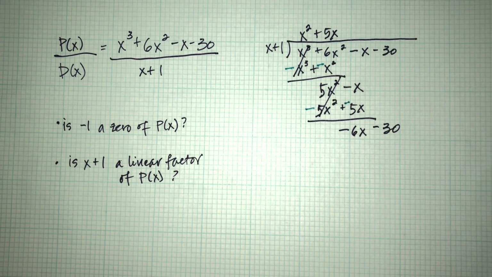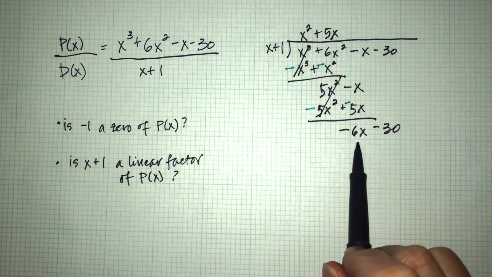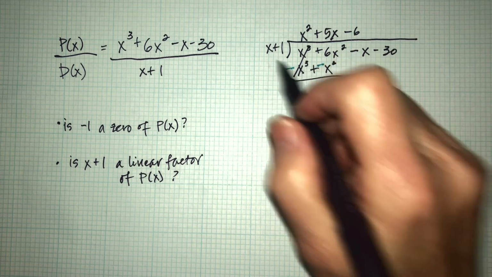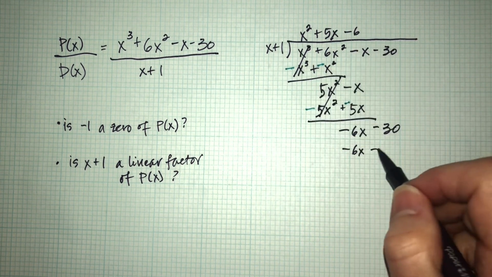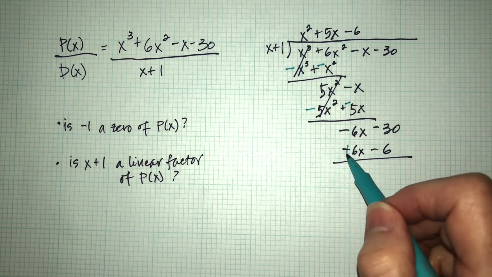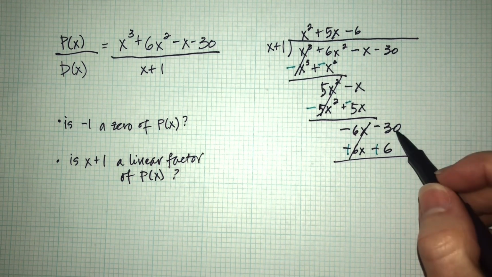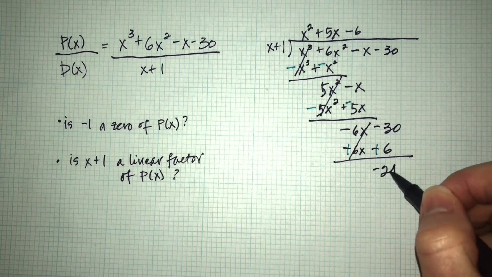All right, so here we say again, x times what would give me negative 6x? So that would be negative 6. So negative 6 times x is negative 6x. And then negative 6 times 1 is negative 6. Ready to subtract, we change the signs and add. These terms cancel out, and then the negative 30 and a positive 6 gives us a negative 24.